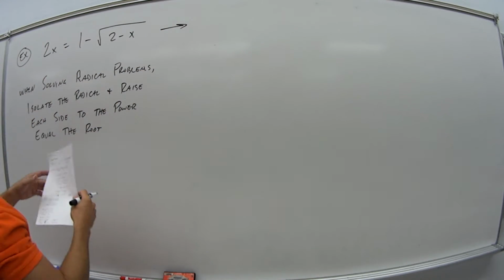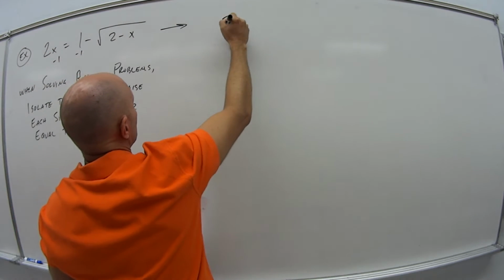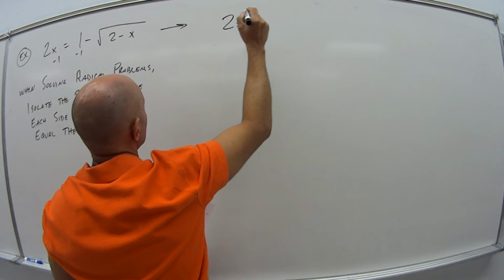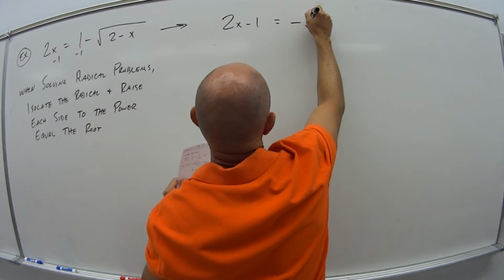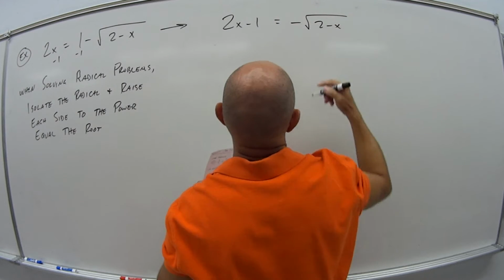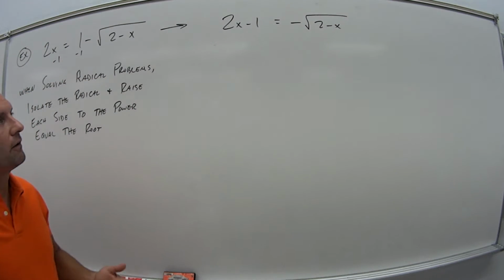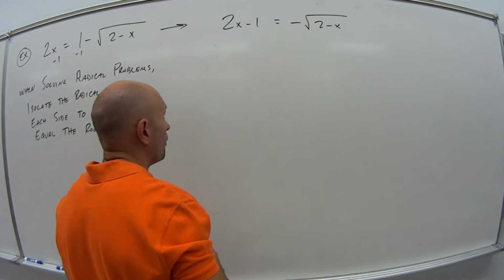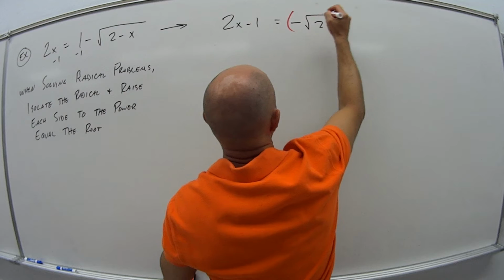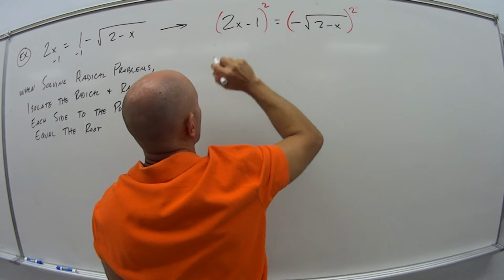So if I do that, let's go over here. What do I want to do? I want to subtract 1 from both sides. So I get 2x minus 1 on the left is equal to minus square root of 2 minus x. So now to get rid of that square root, I need to square both sides. So square the right, which means I also have to square the left.